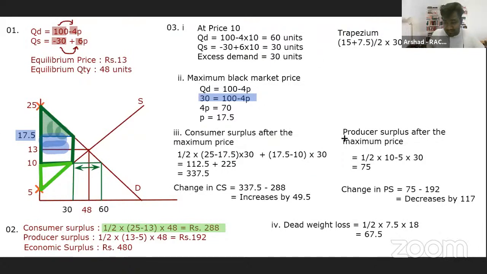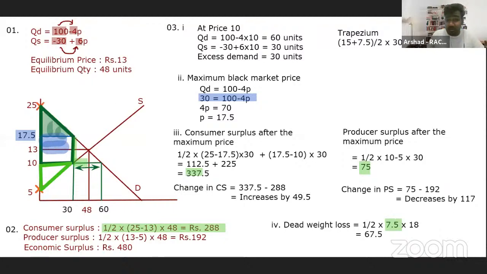Okay, how did these numbers come, guys? Economic surplus is what you get when you simply add consumer surplus and producer surplus. How does 18 come? 18 is this area. This is the height, 48 minus 30. This is the base, 17.5 minus 10. That's how the 7.5 came.